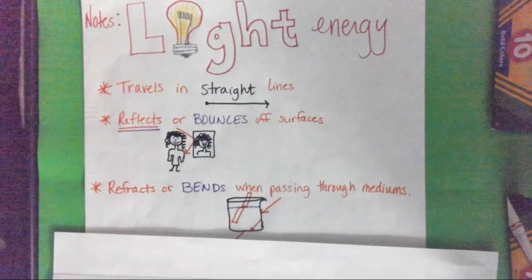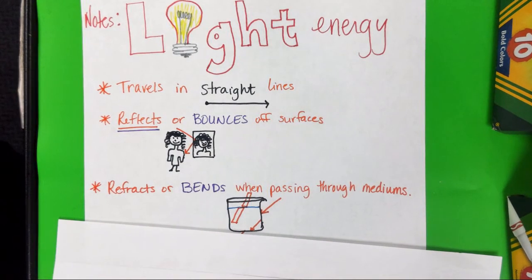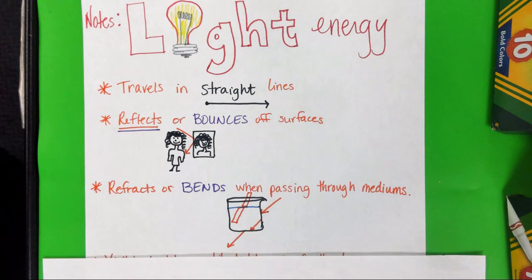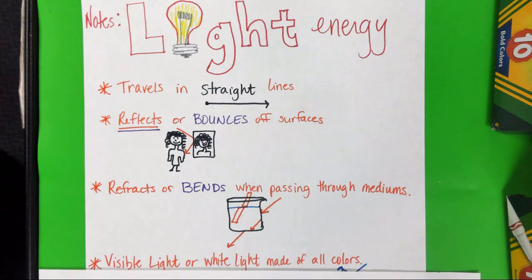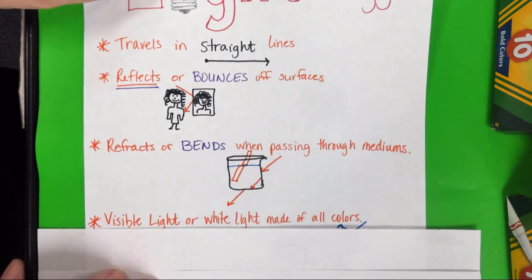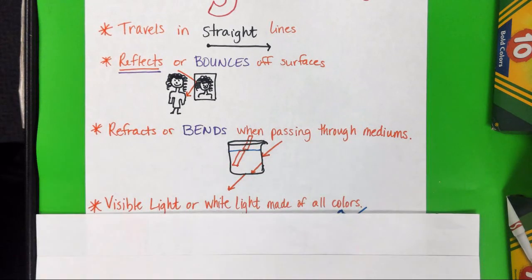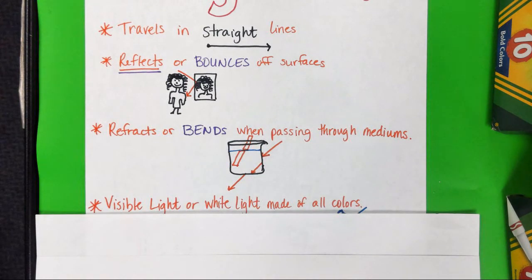Now, there's an acronym for that. Visible light or white light is made of all the colors. It's not invisible.